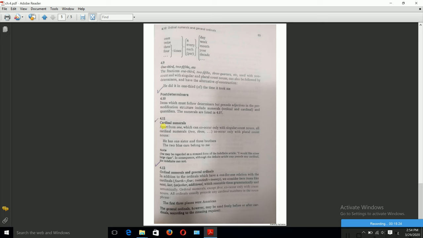Now we take cardinal numerals and ordinal numerals. The cardinal numerals: one can occur only with singular count nouns, while all cardinal numerals two, three can occur only with plural count nouns. We know that these appear with plural nouns because they are plural in themselves. For example, one sister, but two sisters. The two blue planes. Notice that the adjective blue is preceded by the cardinal numeral two. The ordinal numerals are the general ordinals: first, second, third, and additional. The first three planes were American.